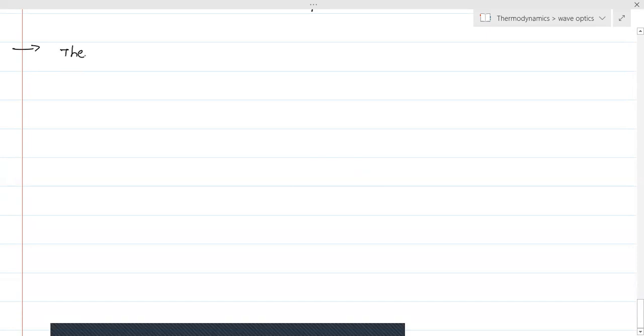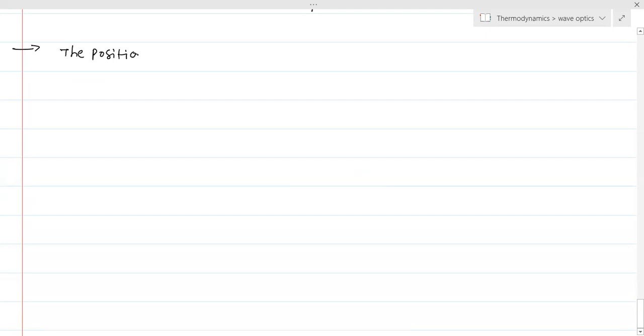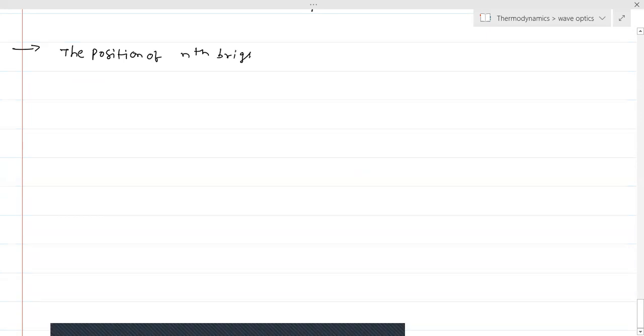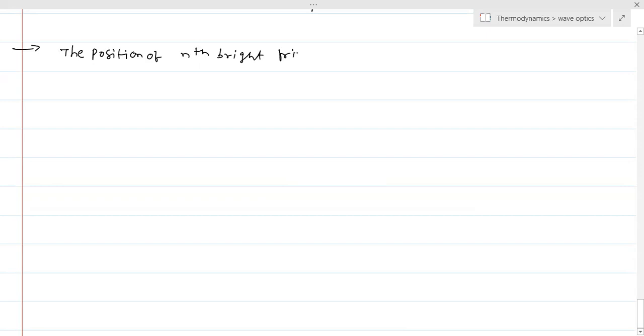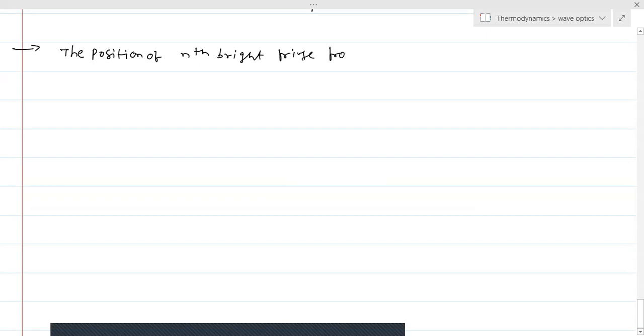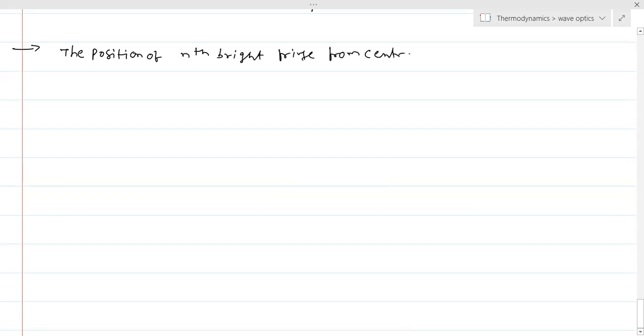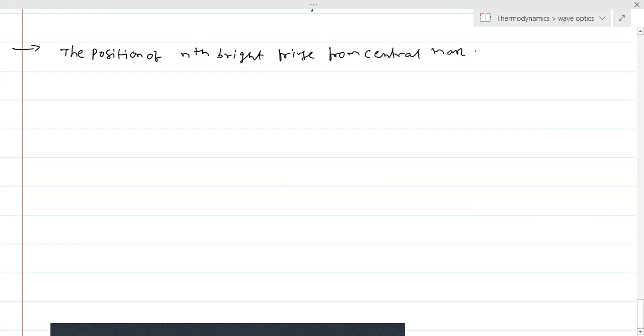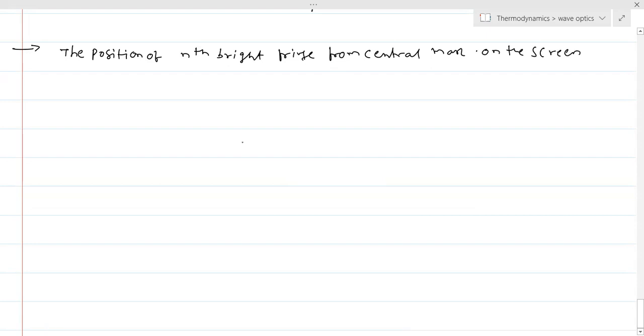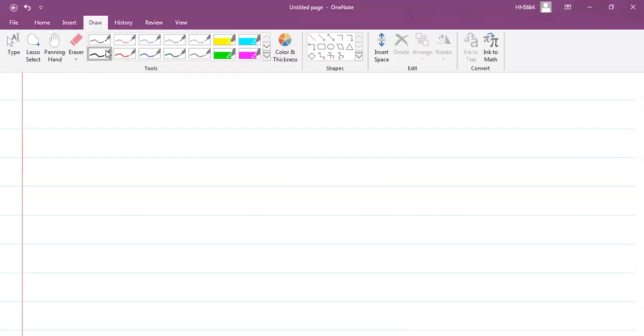So next we are focusing on something very important: the position of the nth bright fringe from the central maximum on the screen.